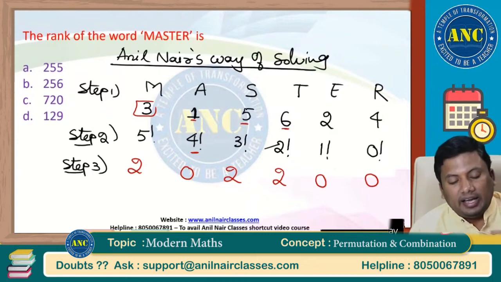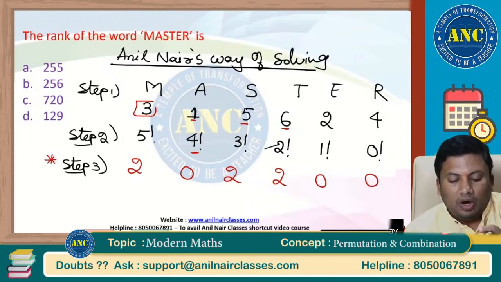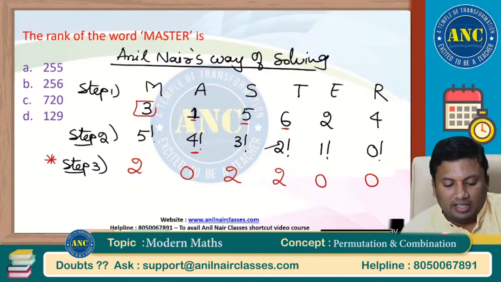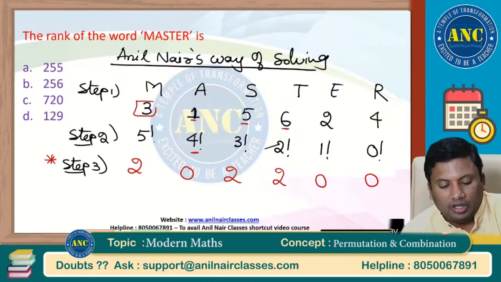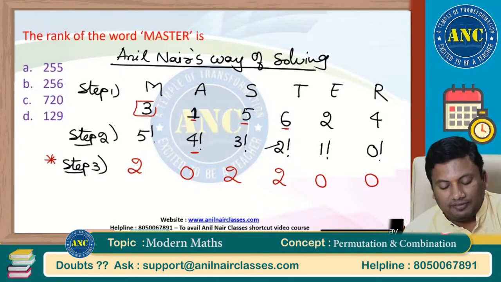Is this clear? Again, I am explaining step number 3. Go to 3. How many numbers to the right side of 3 are less than 3? 1 is less than 3. 2 is less than 3. Write down 2. Go to the next number. How many to the right side of 1 are less than 1? 5, 6, 2, 4: 0. How many are less than 5? 2 and 4. How many are less than 6?